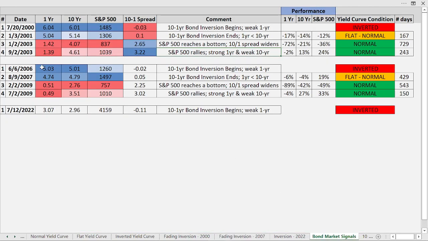In this case, we can see here, June 6, 2006, the 1-year pays 5.03, the 10-year 5.01. That's a slight inversion of 2 basis points. That's when the S&P 500 is at 1260.